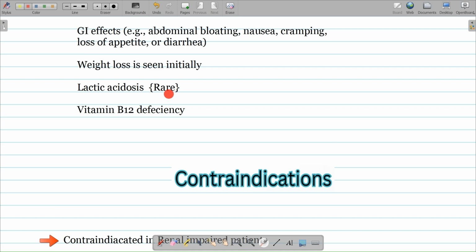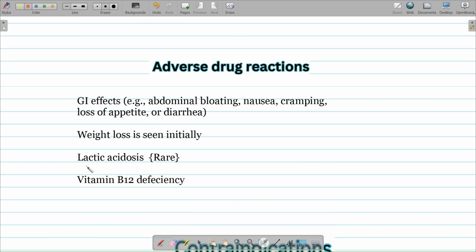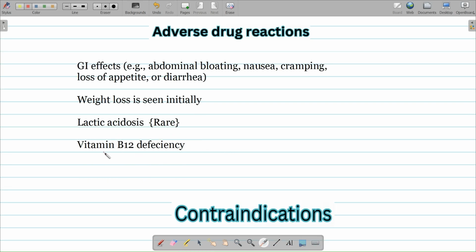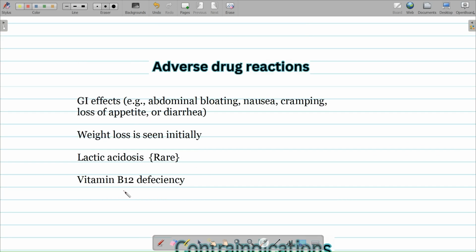Next, one of the rare but serious side effects of metformin is lactic acidosis. This occurs because metformin increases the lactate level in our blood. When the lactate level in our blood increases, it can sometimes lead to lactic acidosis. This is said to happen because metformin alters the absorption of lactate from the liver. Vitamin B12 deficiency also occurs. This occurs because metformin reduces the B12 absorption from the intestine. So these are the common adverse drug reactions.